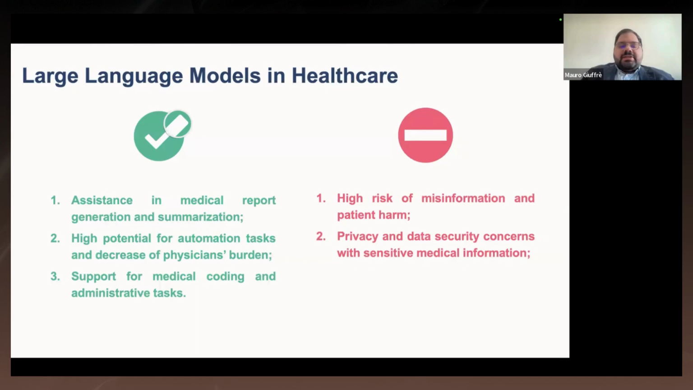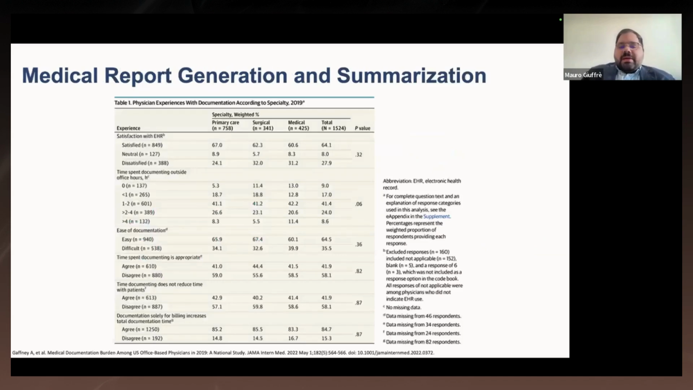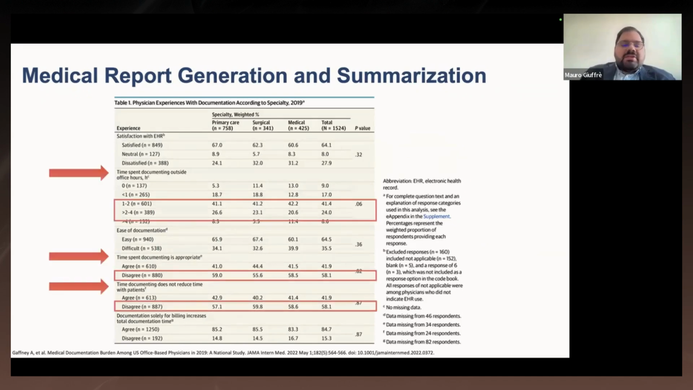So let's start with the point where these models are ready. Why we need something that can ease our medical burden. This is a study performed in 2022, published in 2022, and doctors were asked, how much time do you spend after office hours to write a medical report to finish your administrative task? And most of the doctors spent more than 1 or 2 hours, what we call pajamas work. So when we are at home and we write these notes. And most of the doctors, so 59%, told that they were not in agreement that the time spent is appropriate. So it's a lot of time.